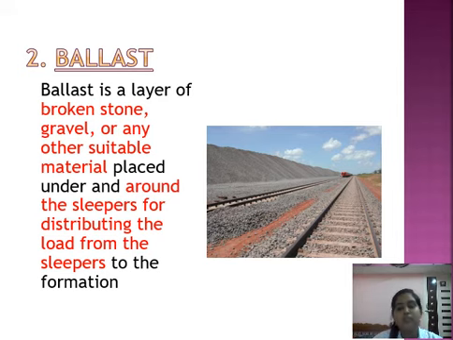So what is ballast? This is the coarse aggregate, broken stone, gravel or any other suitable material, which is considered as the ballast.